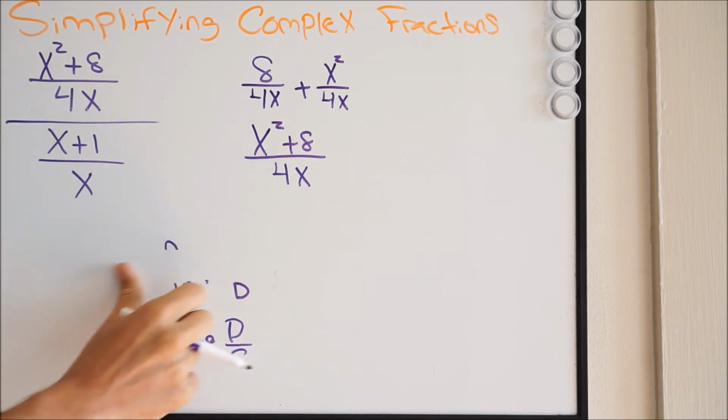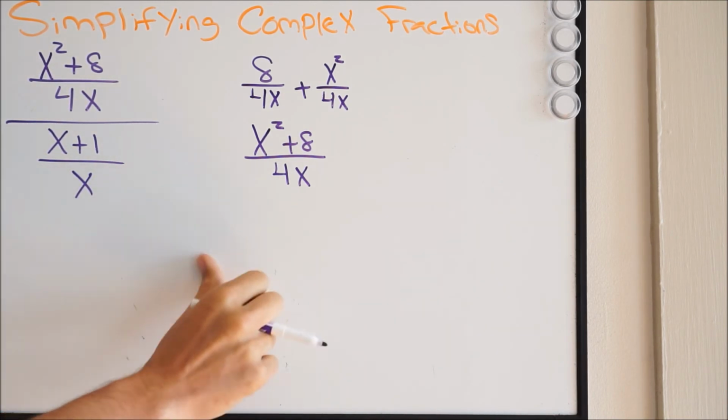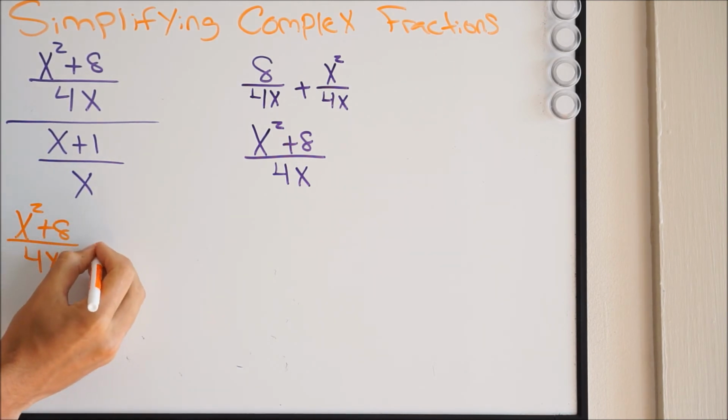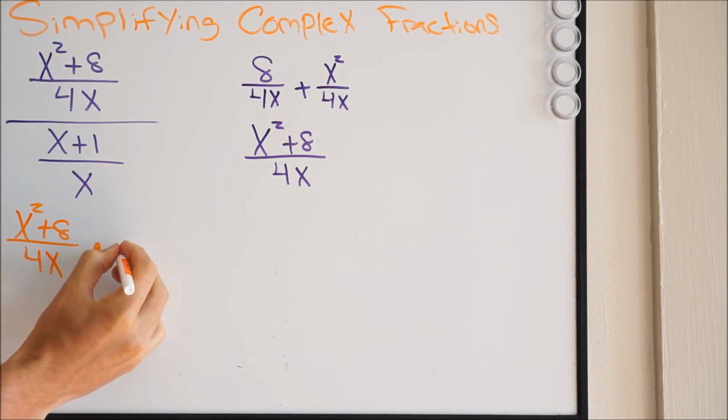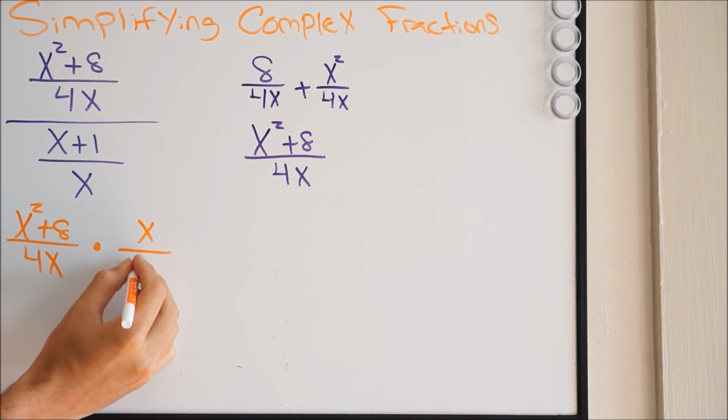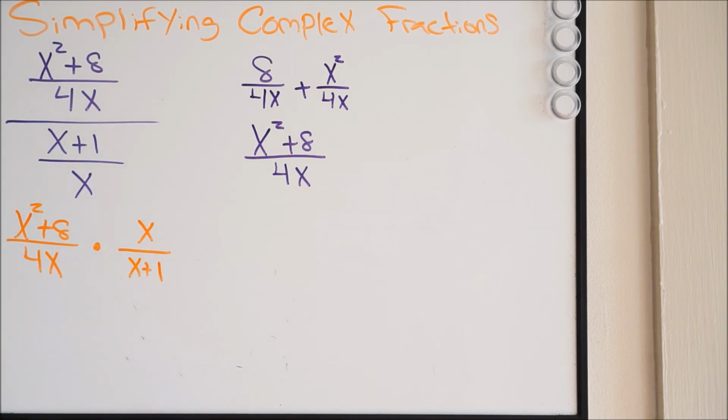We're going to keep this, we're going to change this to multiplication, and we're going to flip this last fraction. So essentially what we have here is x squared plus 8 all over 4x. That's what we're keeping. We're changing this to multiplication, and we're flipping this last fraction, so x all over x plus 1.